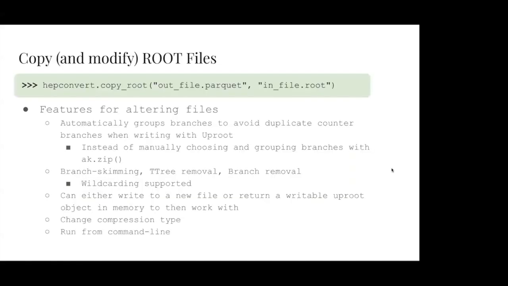I also wrote a function for copying root files. This one is useful because it has a number of features, same as Parquet to root. There's branch slimming. You can also remove TTrees and branches. And another bonus from this function is that it avoids Uproot's duplicate counter issue automatically, instead of users having to manually choose and group branches with awk.zip. Yeah, and again, the usual, you can change compression types and it automatically runs in batches, and you can run it from the command line.